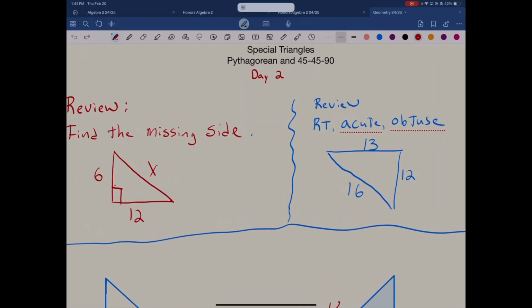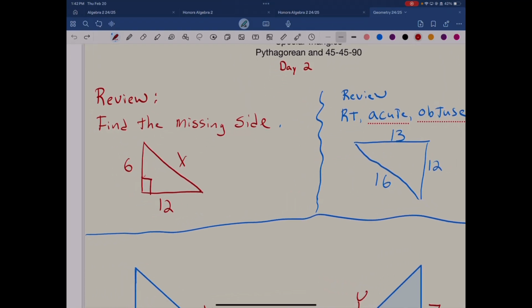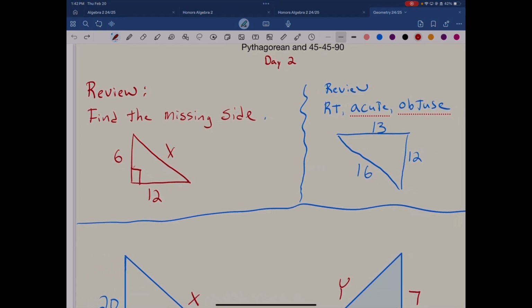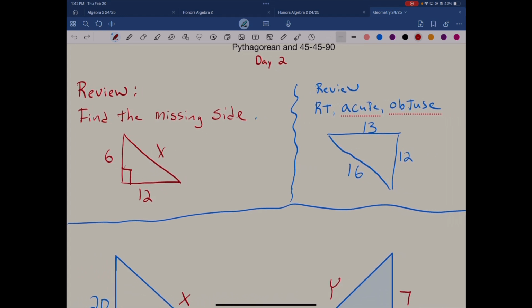All right, so we've got two review problems from yesterday. While I'm going around and collecting your phones, why don't you go ahead and do those two problems. First one, find the missing side, given that it's a right triangle. And the second one, determine if it's a right triangle, an acute triangle, or an obtuse triangle.